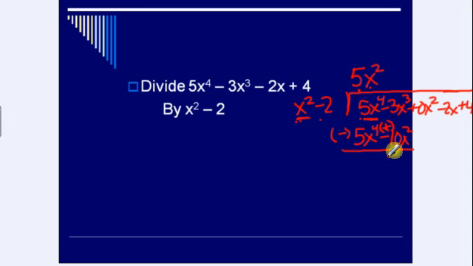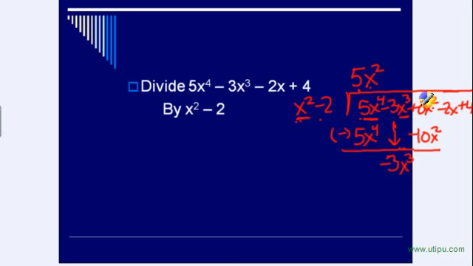Oh wait, notice I have x cubed and x squared. I can't combine those. Those aren't like terms. So I'm going to erase that and move it over to my x squared column. That's better. Now, this minus 3x cubed is being added to nothing, so I can just bring it down. Minus 3x cubed. I can't overlook it. I do need to bring it down.